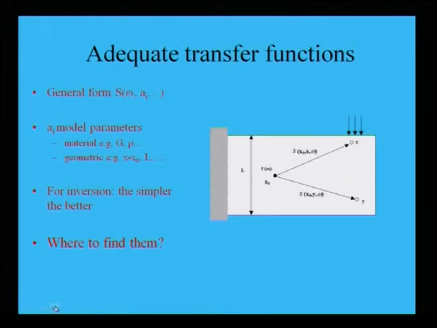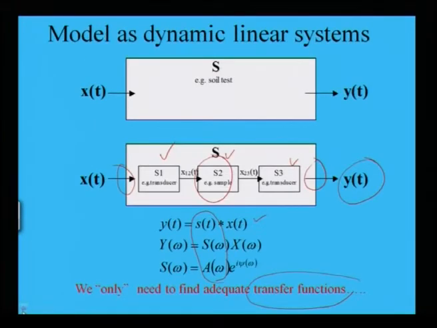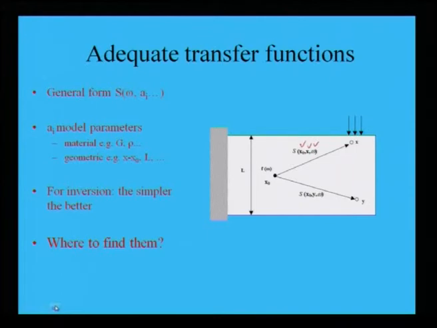General form of transfer function: S is a function of w and a1, with x0, x, w, and a model parameter, that means a1 is your model parameter. General form means, as I say, if you look at here, the transfer function is nothing but your S(w), S(t), these are all your transfer functions. Now ai is your model parameters.